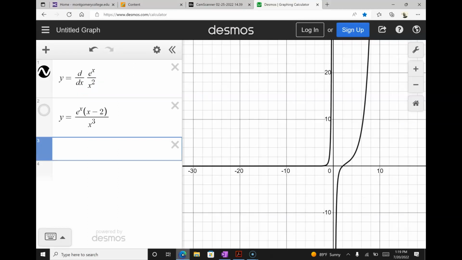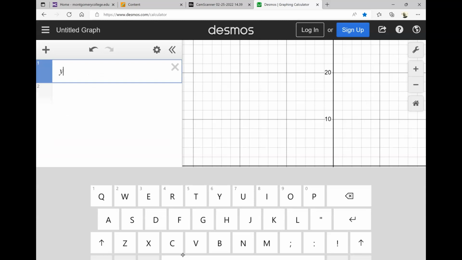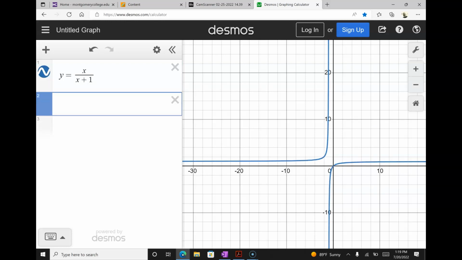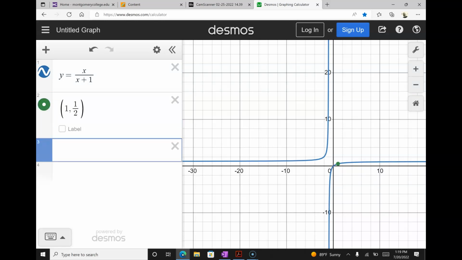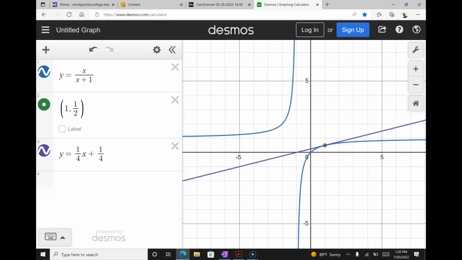All right, so we're checking ourselves on Desmos. Y equals x divided by x plus 1. I had the point 1, 1/2. Nice. And I have the tangent line y equals 1/4 x plus 1/4. Oh yeah.